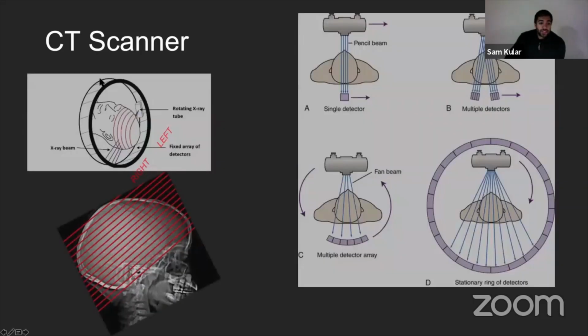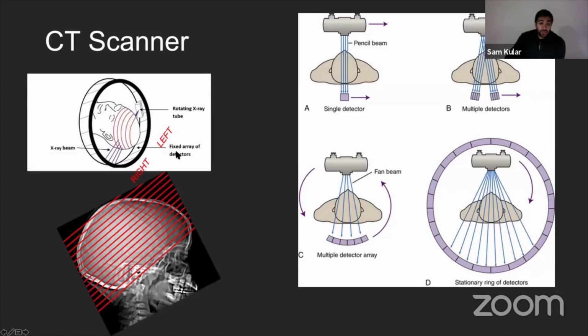So just some basics on CT scanning. First thing to remember when CT scanning is performed is that the patient's lying down and we're looking at the patient head to toe. So the patient's left is actually our right on the screen, and so everything is reversed. What we see on the right side of our screen is actually the patient's left side, and vice versa.